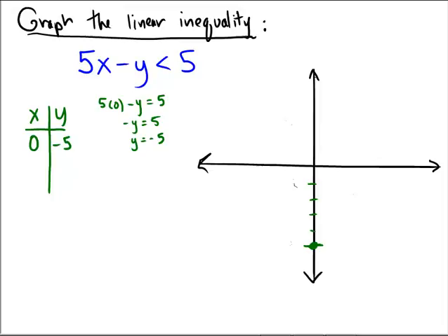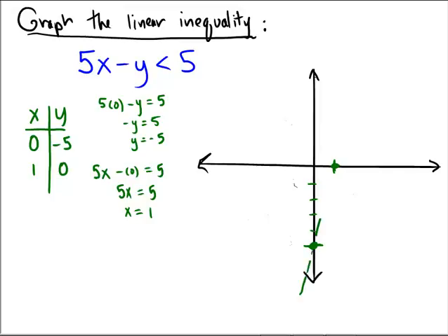Now pretend that y were equal to 0. Similarly, if we pretended the inequality was an equation, we would have 5x minus 0 equals 5, which would mean that 5x equals 5, and now x is equal to 1. So we get the point 1 comma 0, which would be located right here. So I'm going to take that point 1 comma 0 and the point 0 comma negative 5 and simply draw a line that connects them together.